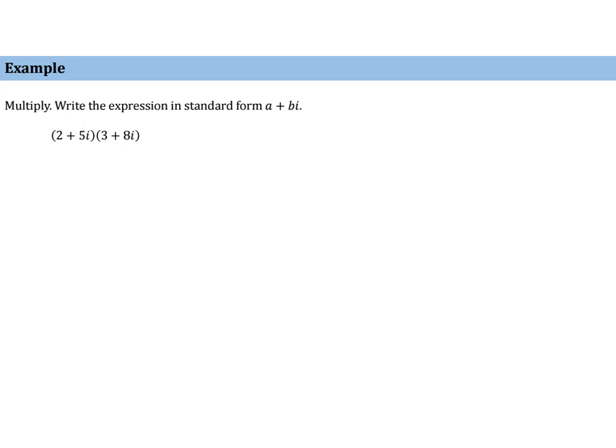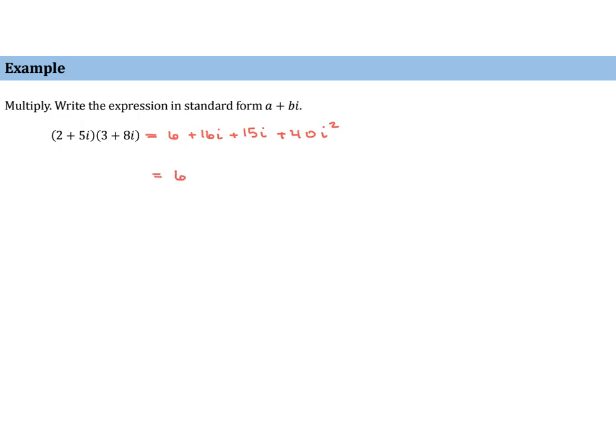So if we want to multiply these two complex numbers, let's just FOIL. So first would be 2 times 3. Then outside would be 16i. Inside would be the 5i times 3. And then lastly, we would have 5i times 8i, which would be 40i squared.